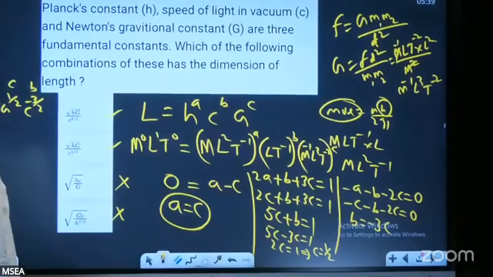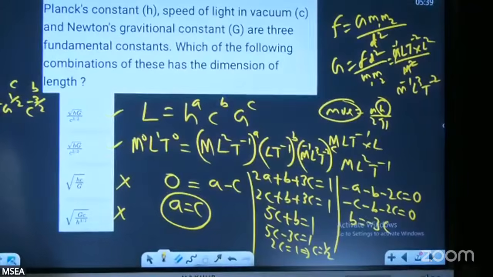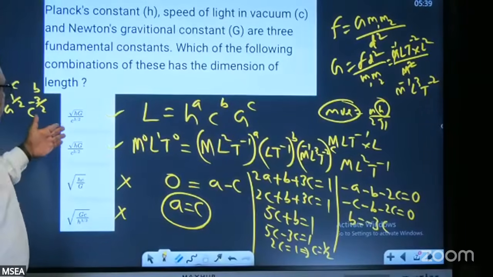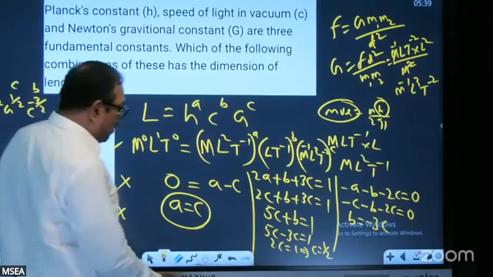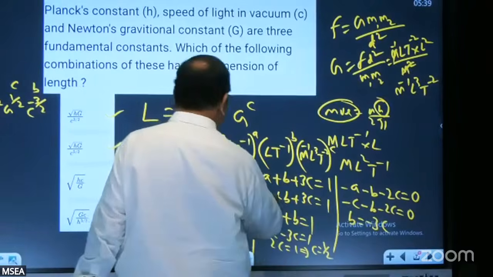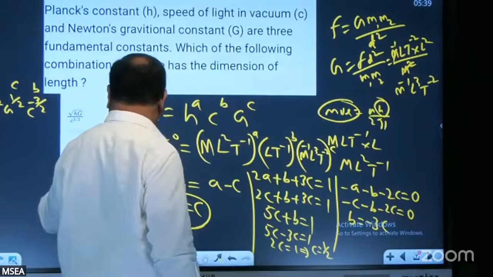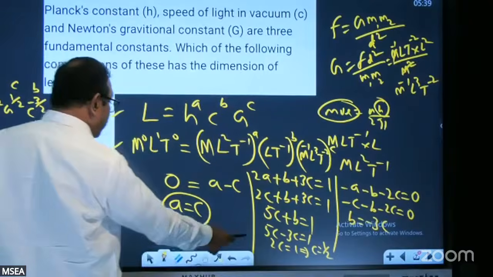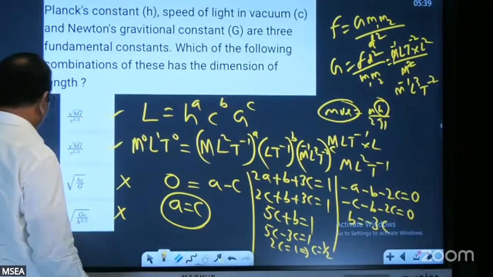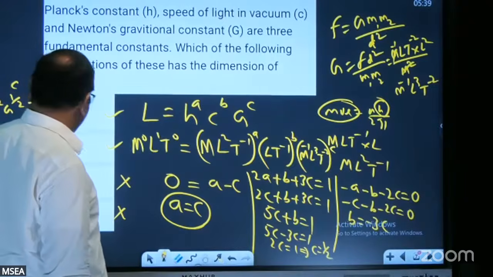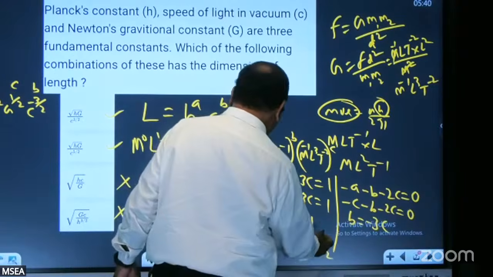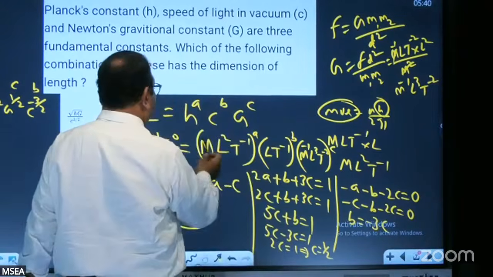C is also 1 by 2. Okay, so now we can say C power, this is 1 by 2. Is this right? Yes, 2A. Now C is also having 1 by 2. So C is having 1 by 2 means what? 1 by 2 or 3 by 2? Let us see. Then, let us take A powers.